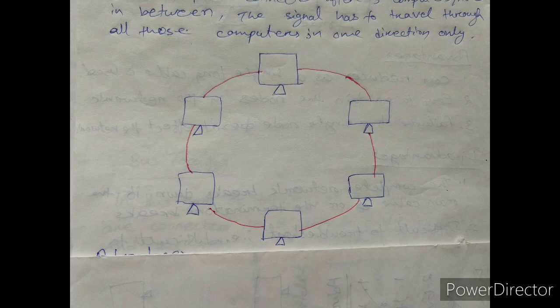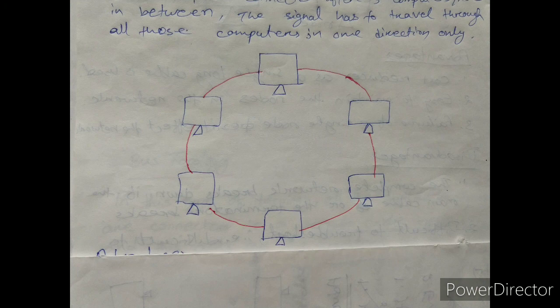So each computer is connected to two computers directly, but it can send information one way only. If it has to send information to a computer which is 5 or 10 computers later, or even to the computer just before itself, then the information has to travel through all those nodes, all those computers, to reach the destination computer.